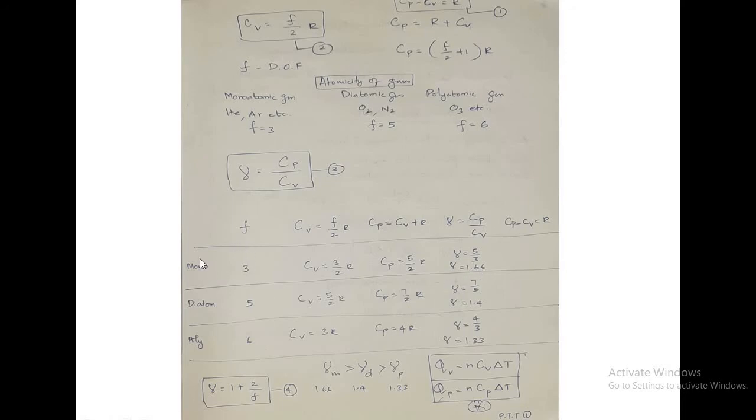So on calculating all these values, we arrive at values like this. If you see, the ratio is decreasing, right? 1.66, 1.4, 1.33 for the atomicity of gases. It keeps decreasing as atomicity increases. And one more formula is gamma is equal to 1 plus 2 by f. Just remember these things for calculating the Cv, Cp relation, right? And one more thing is these two equations, right?